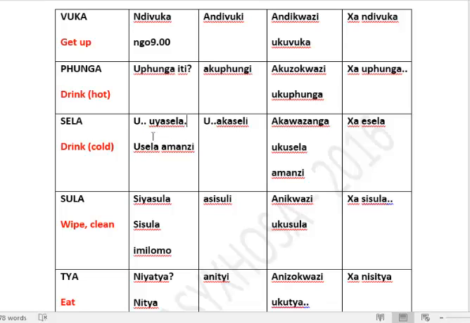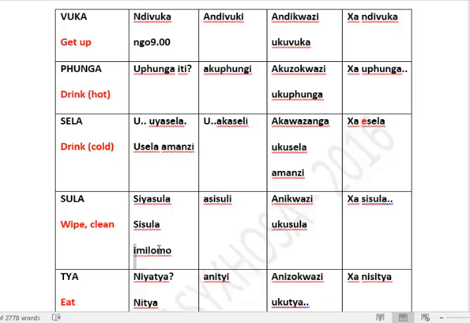And when we continue the sentence, the ya falls away. Whoever it may be, sela amanzi, is drinking water. The person, akaseli, is not drinking water. Akakwazanga ukusela amanzi, he was unable to drink water. Xa sela amanzi, not xa but xa Sula, siyasula, we are wiping or cleaning something or other.